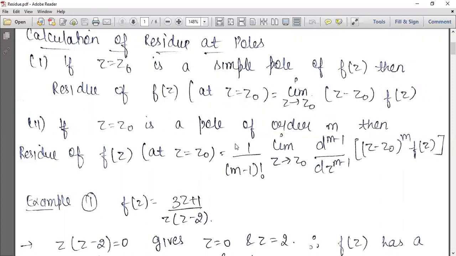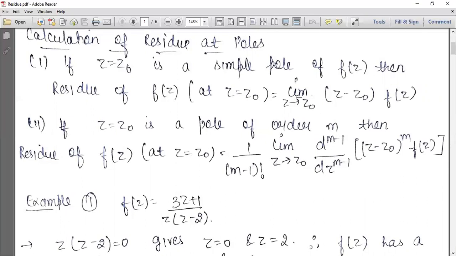So let's say you have a pole of order 2. Order 2 means m is 2 here, then the residue will be given by 1 divided by 2 minus 1 factorial, which is 1 factorial, whose value is 1, times the limit as z approaches z naught of d by dz of z minus z naught squared times f of z. That means first you have to find the first derivative of this whole function, and then you have to apply the limit.